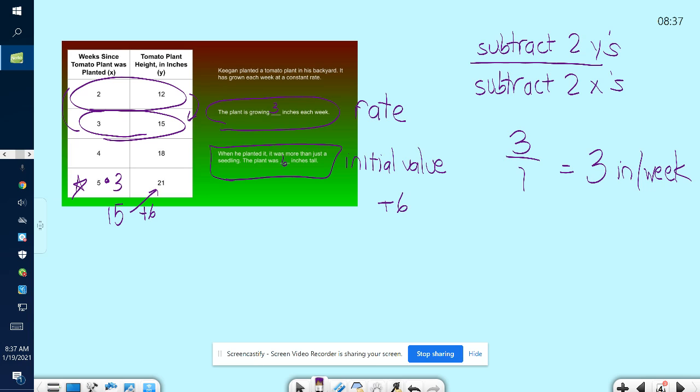Let's double check that by looking at the row above it. 4 times 3 is 12, plus 6 is 18. Yeah, so the rule for this table is 3 times the week number plus 6, right? So the rule is it's growing 3 inches a week, and it started 6 inches tall.